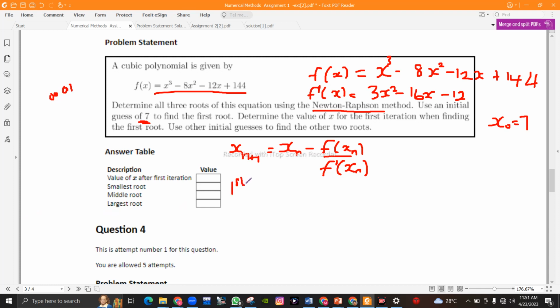First iteration. We are not asked to find the error, but we are going to just notice the error when the error is low. The first iteration, to find the first root. So now, when n is 0, that means x1 equals x naught, because n is equal to 0.